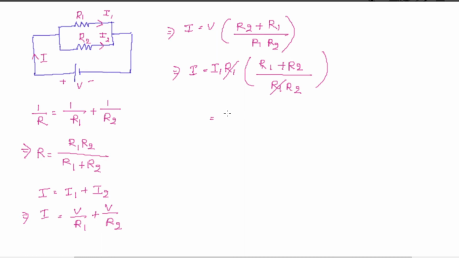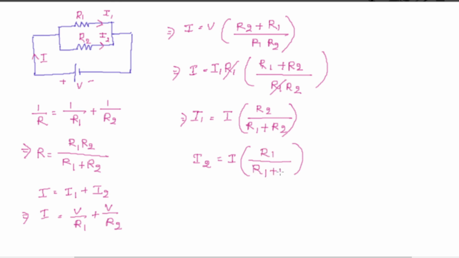If we solve it, I1 will be equal to I into R2 by R1 plus R2, where I1 is the current through the first resistor R1. Similarly, what will be the current through the R2 resistor? It will be I2 is equal to I into R1 by R1 plus R2. So these two equations are popularly called the shunt formula.